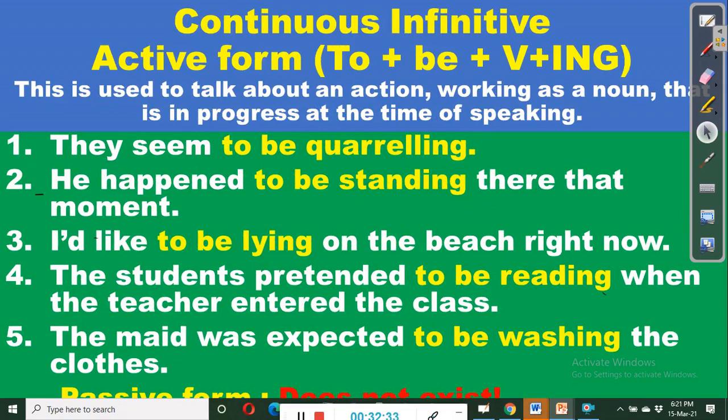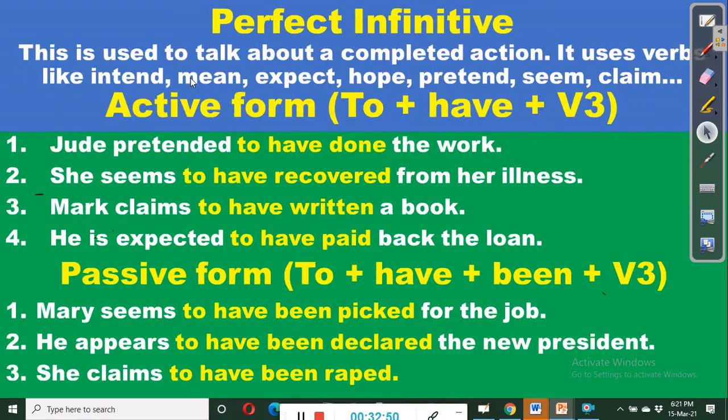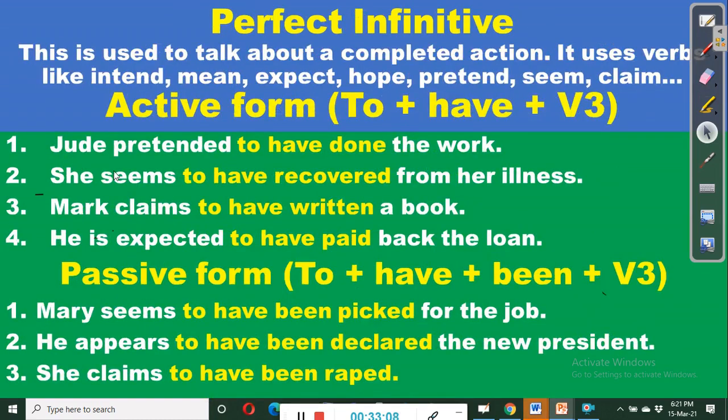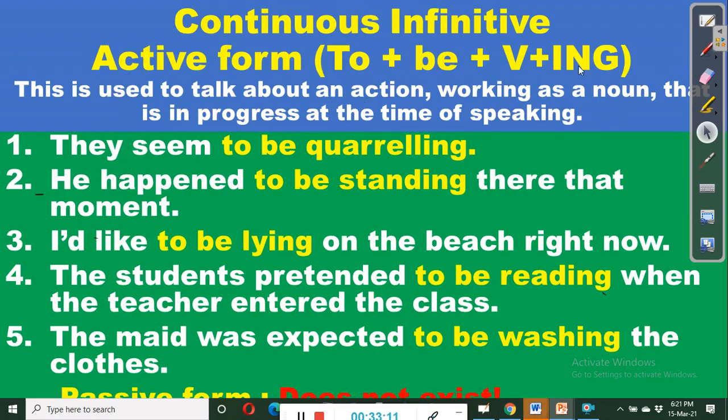Now, the continuous infinitive is used to talk about an action that is in progress or that is happening at the time of speaking. And don't forget, it is for working as a noun, not as a verb. Then let's first look at the active form. Of course, you understand that the continuous infinitive doesn't have a passive form, so we are just looking at the active form. And so, example number one, well, let me try and get something here that will help us to analyze the sentence.